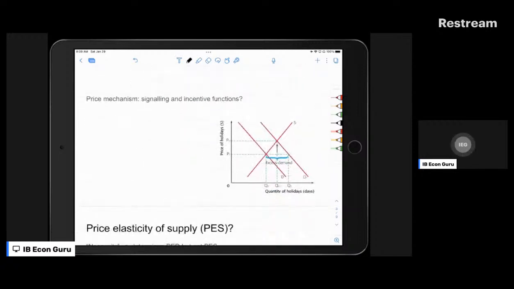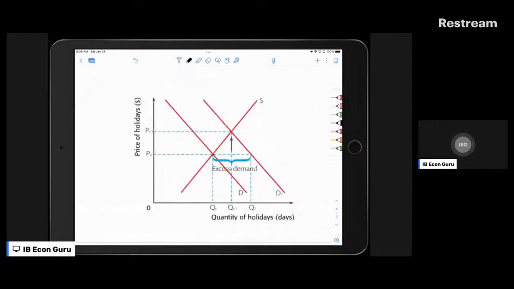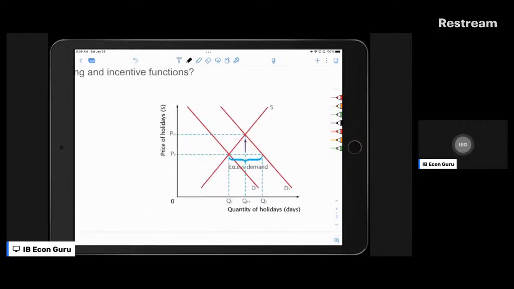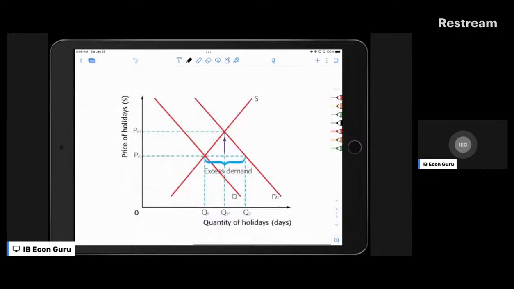All right, price mechanism, the signaling and incentive functions. I wanted to talk about these. The price mechanism has several functions in the syllabus: the signaling function, the incentive function, as well as the rationing function. These are the three functions. When demand increases, as you can see here, from D to D1, this will create a situation of excess demand, which starts to exert an upward pressure on price. So price starts to rise.